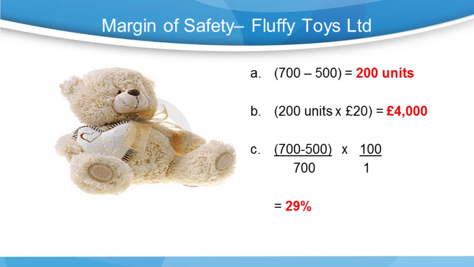In our example, the margin of safety of 200 units is then divided by 700 units and multiplied by 100 to give a margin of safety percentage of 28.57%, which here has been rounded up to 29%. In your exam, be sure to follow any instructions given for how to round your answers.